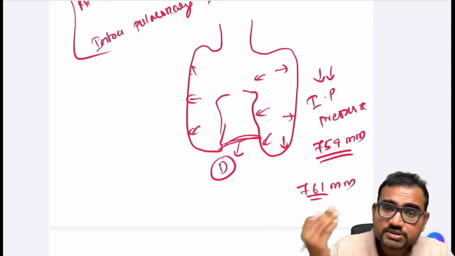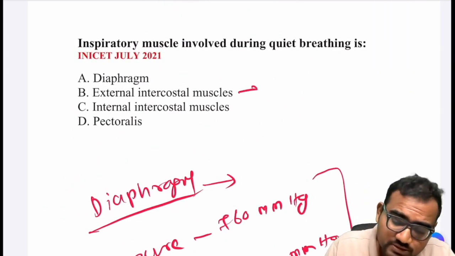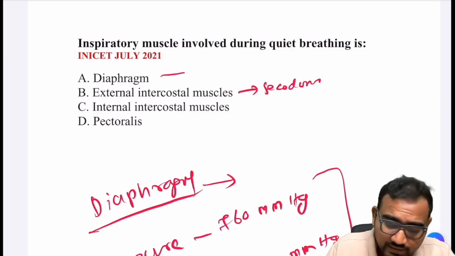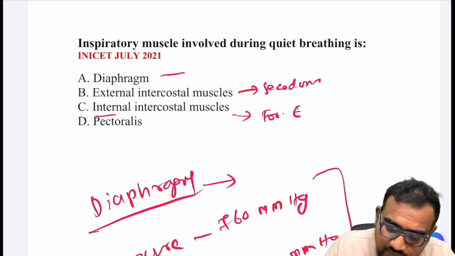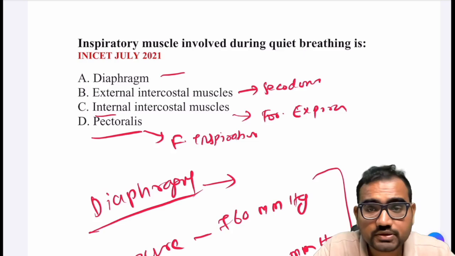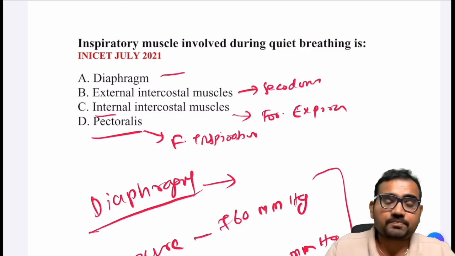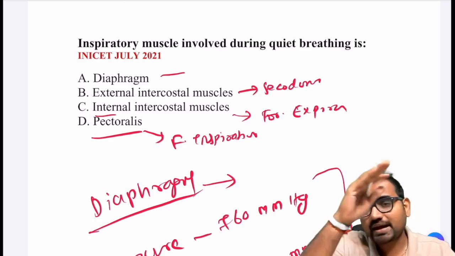There are also other muscles involved. For example, you have the external intercostal muscles. External intercostal muscles are a secondary muscle. Primarily it is the diaphragm. Internal intercostal muscles are responsible for forced expiration, and pectoralis is for forced inspiration. So these muscles are involved in forced expiration and forced inspiration. So, inspiratory muscle in quiet breathing: diaphragm. It contracts, the volume increases, pressure decreases, air comes in. Okay.